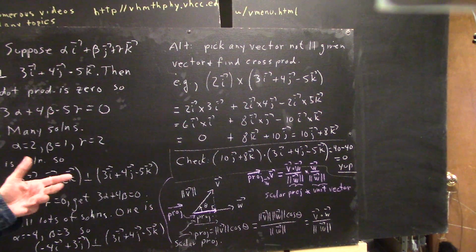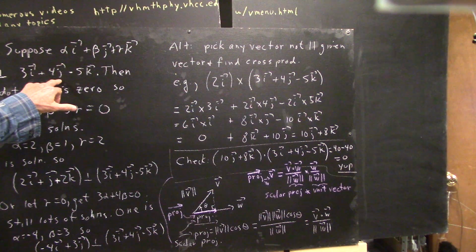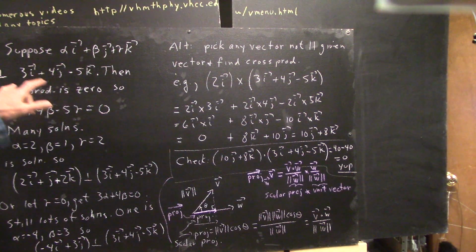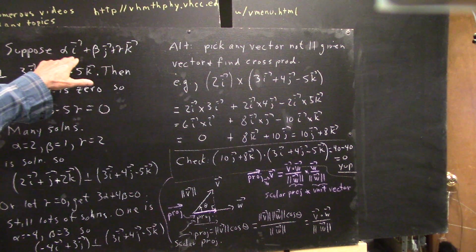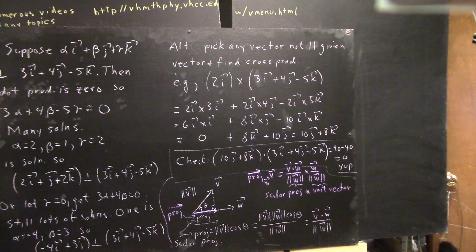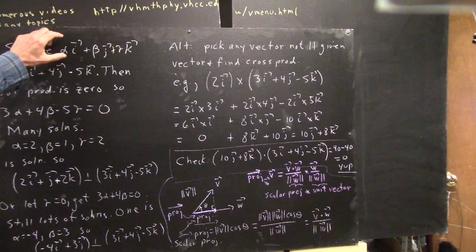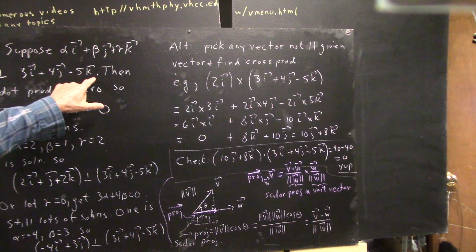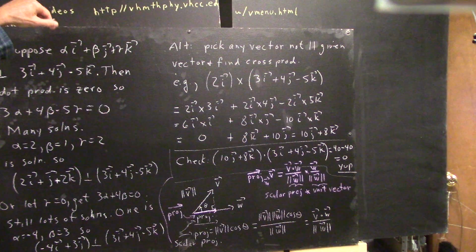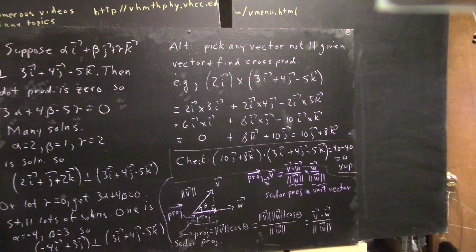Okay, so you were asked to find some vector perpendicular to the vector 3i plus 4j minus 5k. Well, we can do that. Let's just let alpha i plus beta j plus gamma k be some vector with unspecified alpha, beta, and gamma, and let's see what it means for this vector to be perpendicular to this vector. Once we see what it means, we can probably, if possible, of course, choose values of alpha, beta, and gamma that make it so.